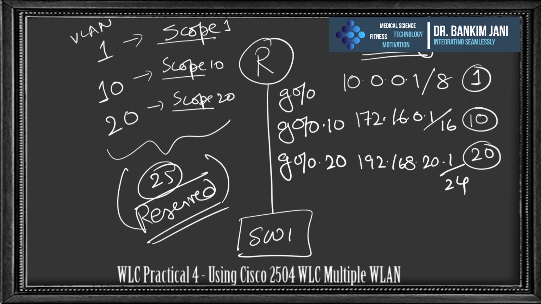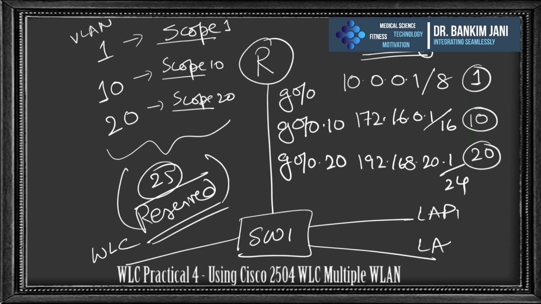One more important thing. For the switch, the port which will be connecting to our wireless LAN controller and the ports which will be connected to, say, LAP1 and LAP2, these ports will be the trunk ports. So they will be trunk ports, right? They will be allowing VLAN 1, VLAN 10, VLAN 20, right?